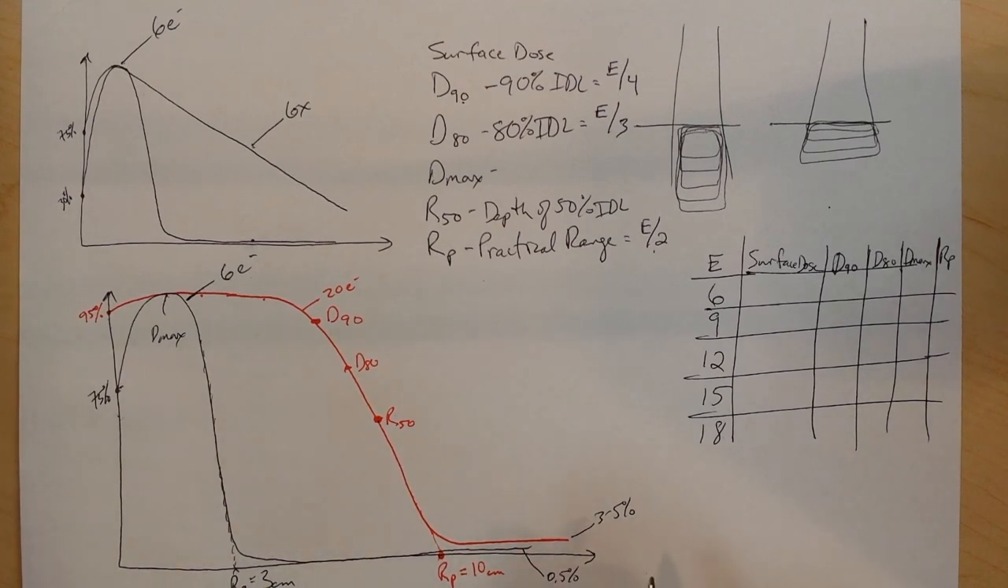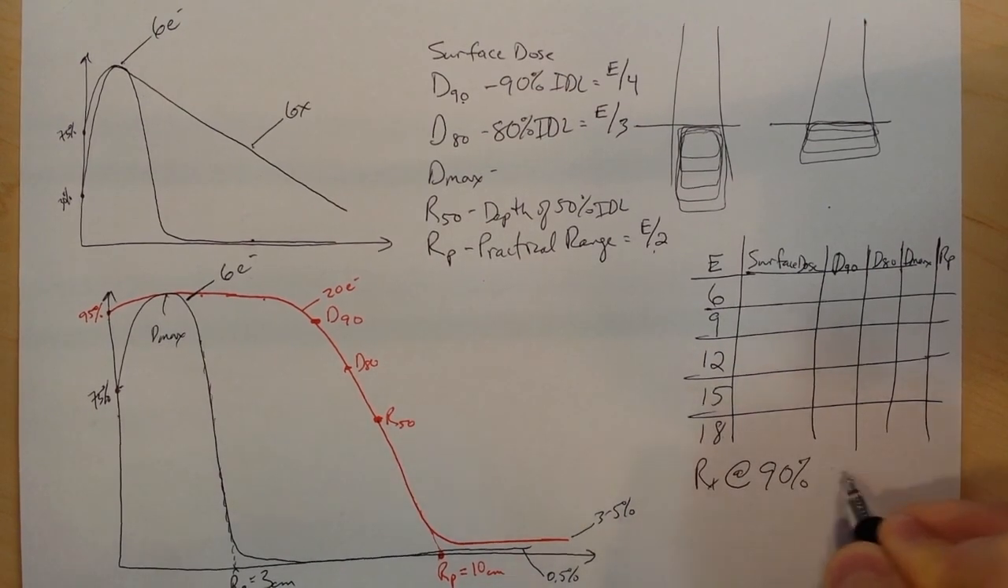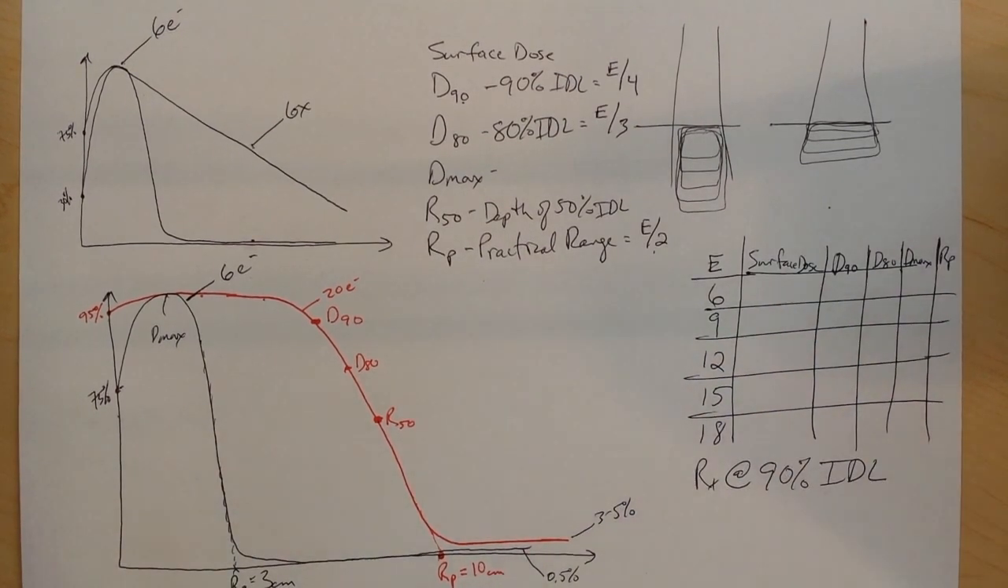So, prescribing with electrons. Typically, again, all situations are different, but typically prescriptions with electrons are prescribed at the 90% isodose line. And there's a reason for this. The reason is that we usually only do one electron field.